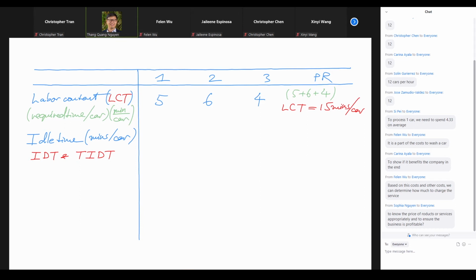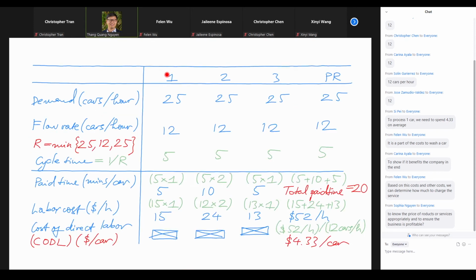So how to calculate the idle time at station number one? Let's work on number one together, and then I would like to ask you to do number two. So let's look at station number one. Okay, that's a soap station, right? We pay the workers to work on the car for 5 minutes. So that's why we have the pay time of 5 minutes right out here. We pay the workers to work for 5 minutes per car. And actually that's a cycle time, right? How long the car stays in front of us for us to work on it? It is 5 minutes per car.